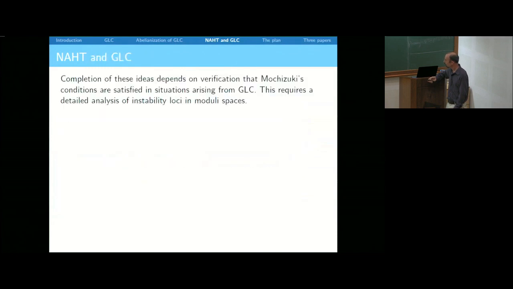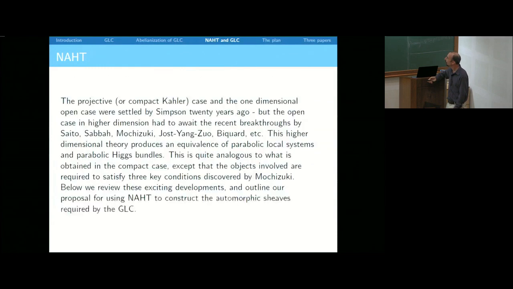where the higher dimension theory produced an equivalence of parabolic local systems and parabolic Higgs bundles. This is quite analogous to what is obtained in the compact case, except that the objects involved are required to satisfy 3 key conditions discovered by Mochizuki, which I'm going to review for you early next time.